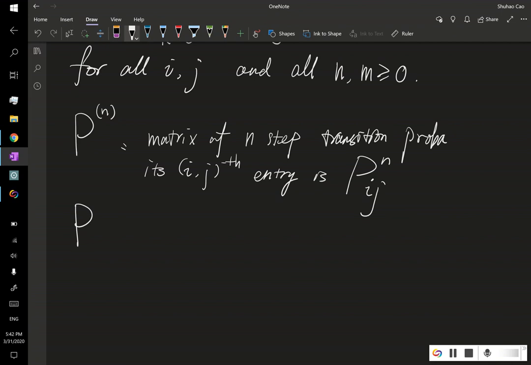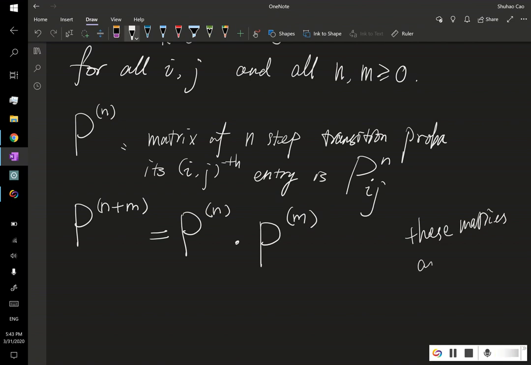That is, this matrix of m plus n steps of transition probability is actually the matrix of n-step transition multiplied with the matrix of m-step transition. Let me emphasize that these matrices are all square, so that the matrix multiplication is well defined. So let's go back to example one.